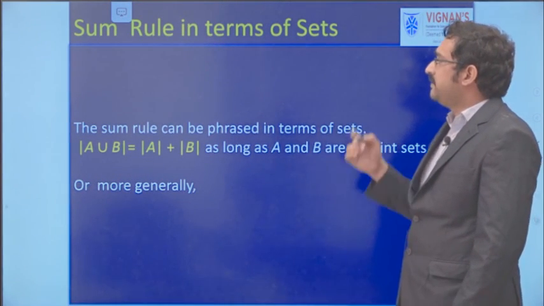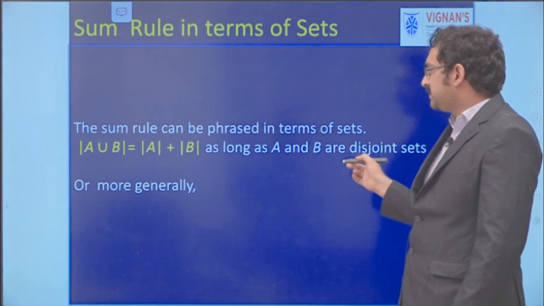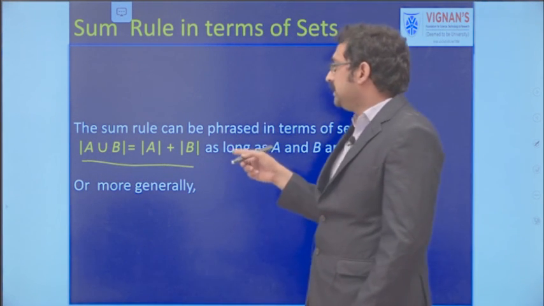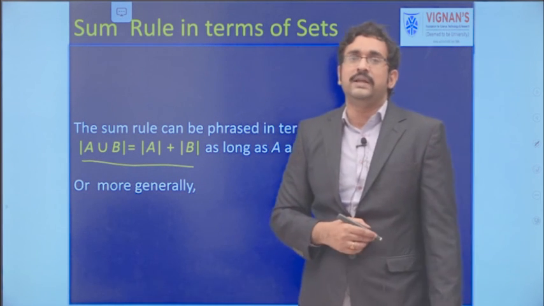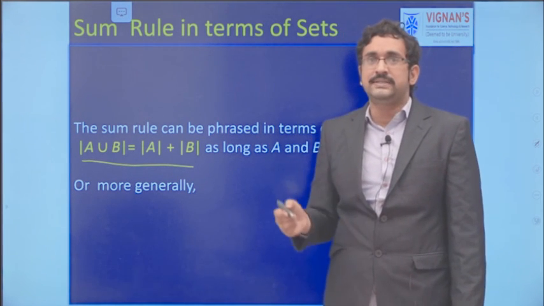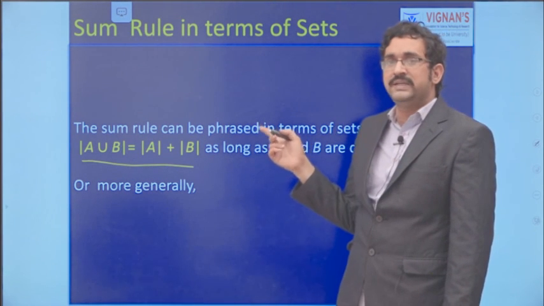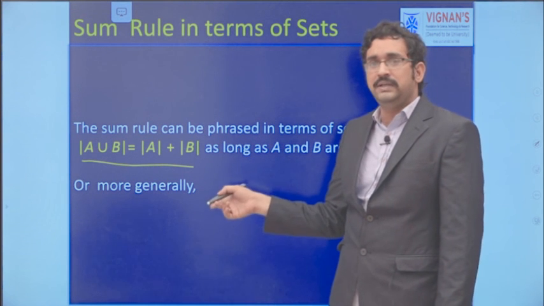Next, we are defining the sum rule in terms of sets. The sum rule can be expressed in terms of sets as cardinality of A union B equals cardinality of A plus cardinality of B. What is cardinality? The number of distinct elements in that set.